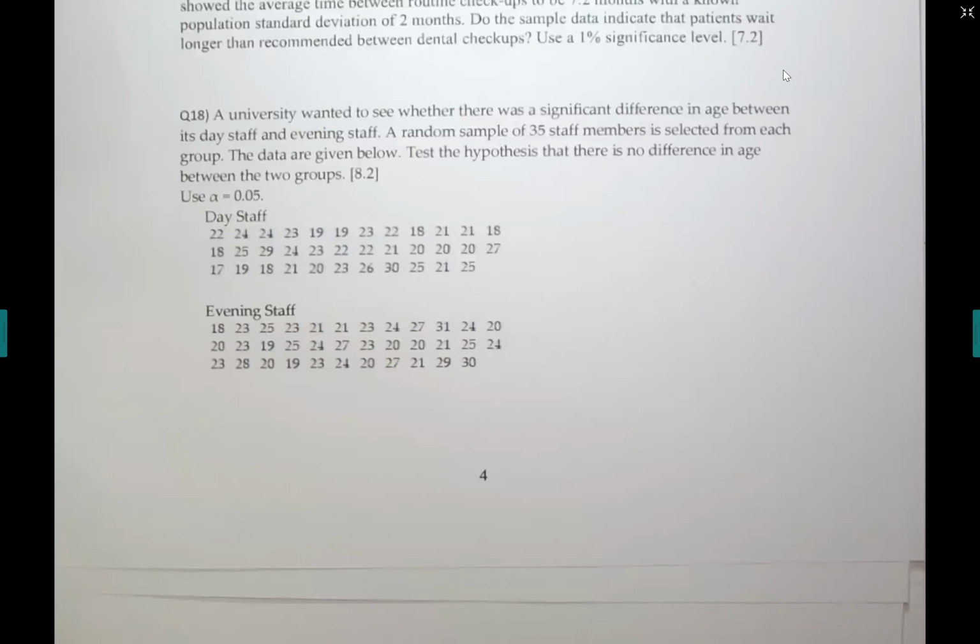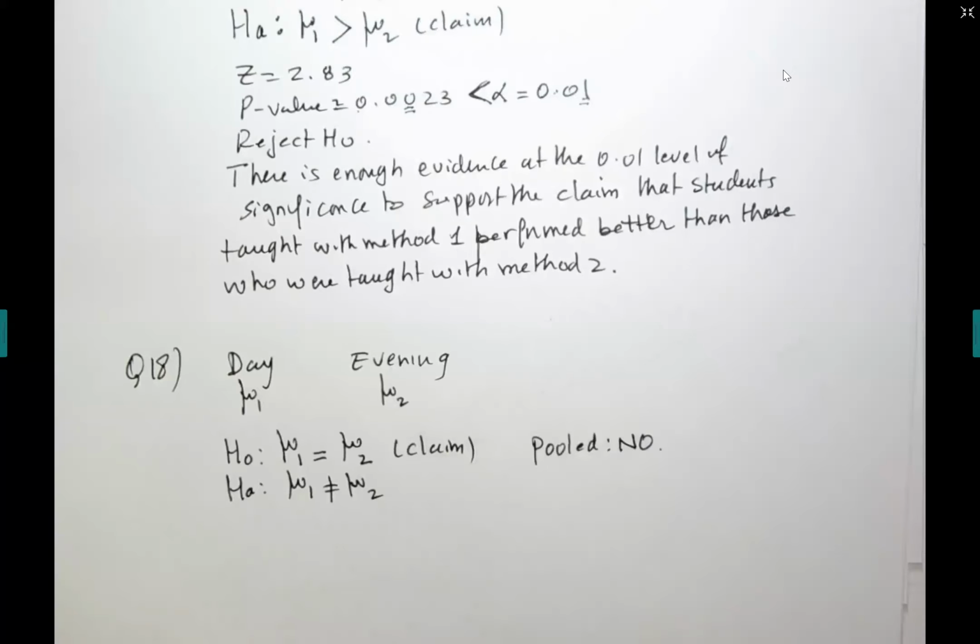Day, evening. We're gonna call this mu1 and this one mu2. And he says test that there is no difference. So you guys agree that no difference means equal. So this is the claim. This is the first question where the claim happened to be in the null. And HA will be mu1 is different from mu2. It didn't say population variances are equal or not equal, just treat it as not equal. So we're gonna use pooled no. Again, I will make sure to say, but if it doesn't, usually we assume it's a no.